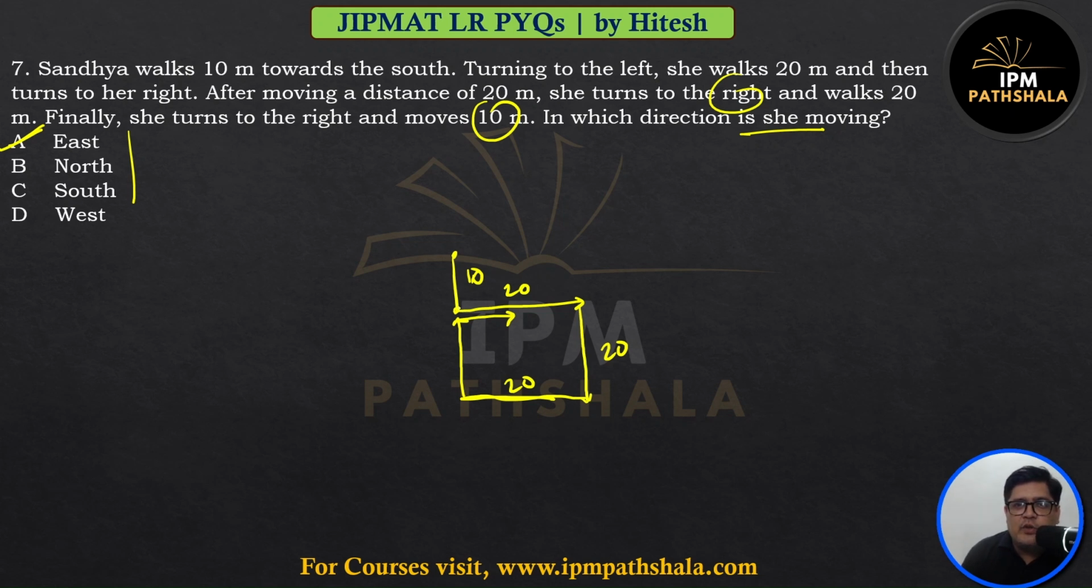10 meters south, turns left, turns right, again turns right 20 meters. After this turning right, she only travels 10 meters. She only travels now 10 meters. This is the final stop.